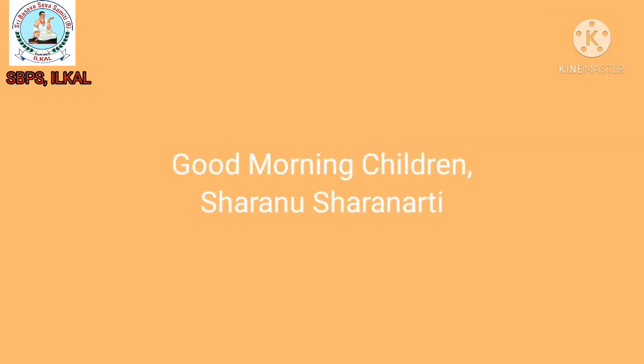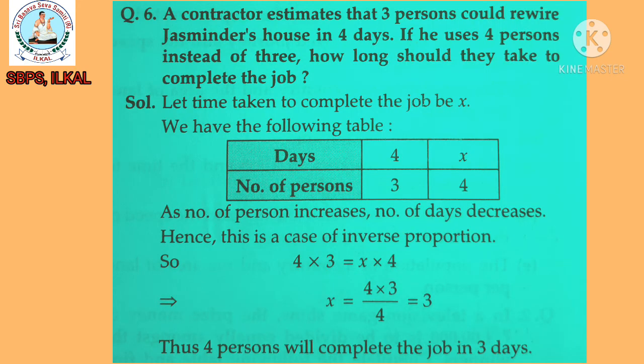Let's solve the next problem from exercise 13.2. Sixth question. A contractor estimates that three persons could rewire Jasminder's house in 4 days. If he uses 4 persons instead of 3, how long should they take to complete the job?